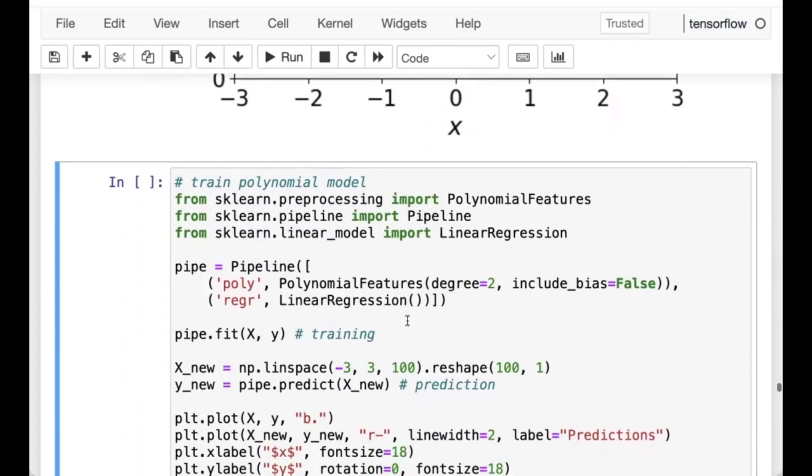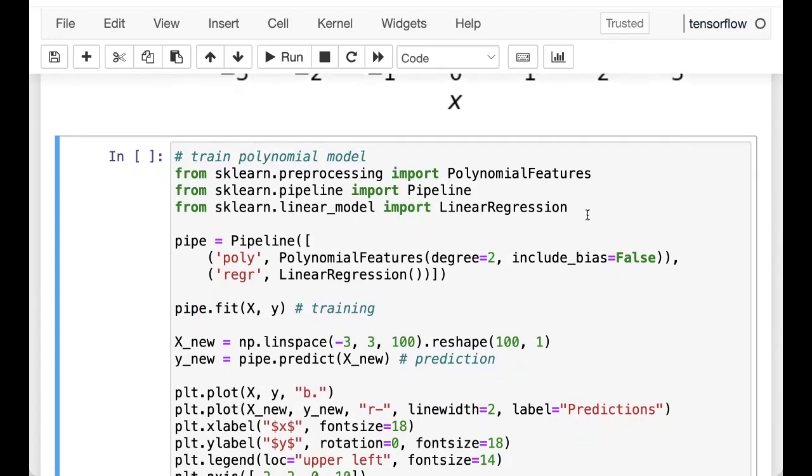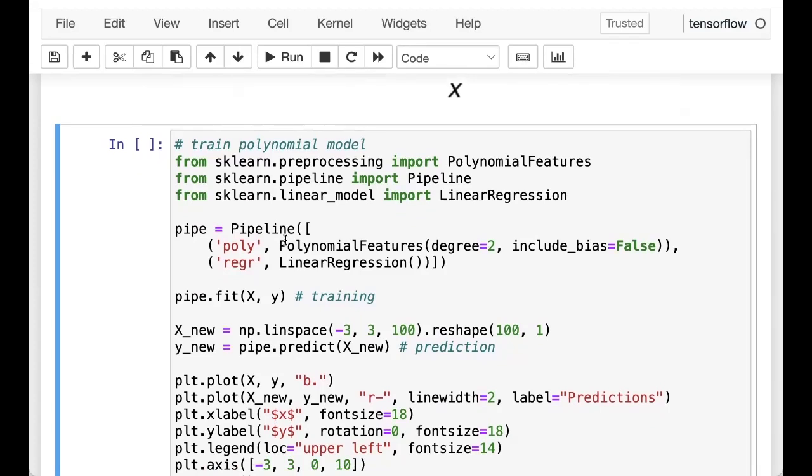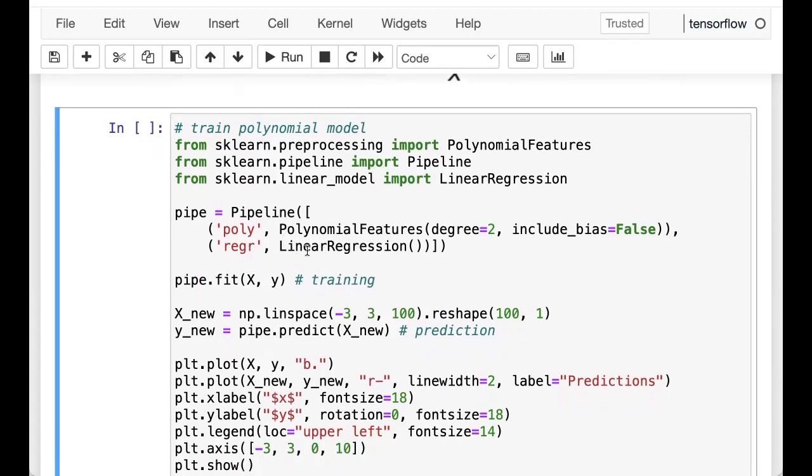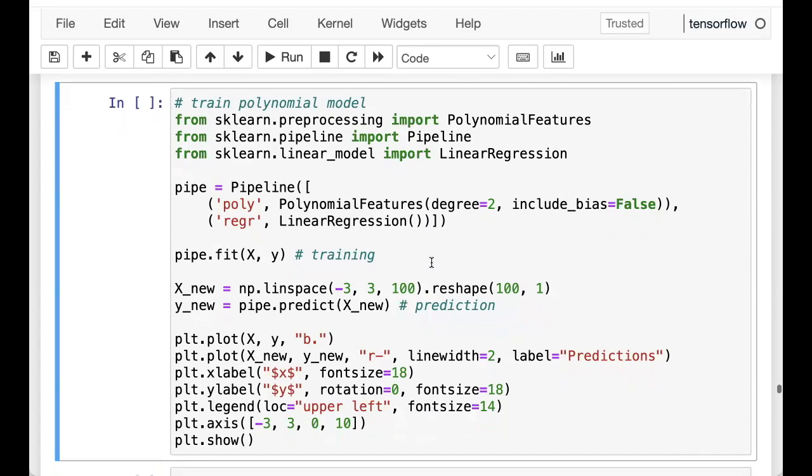But in order to solve this problem, we can import PolynomialFeatures from scikit-learn's preprocessing. We import Pipeline. In this case, we focus on simple linear regression. We do not necessarily need to use gradient descent or stochastic gradient descent. Since we're working with a very simple problem, we create a pipeline where we have polynomial features and this regressor, which is a linear regression model.